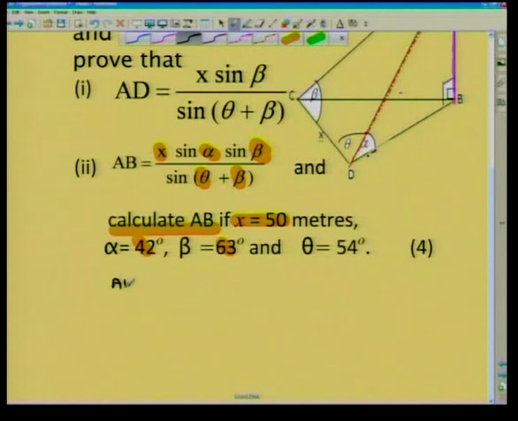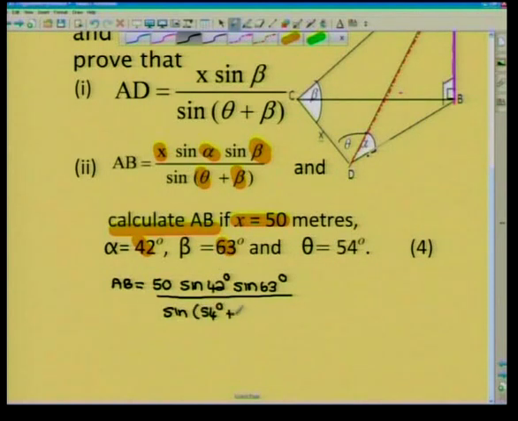So let's get ourselves a normal pen, and let's just raise this a little bit. All I would do is now substitute in. So I'd say AB equals 50 sine 42 degrees, sine 63 degrees, divided by the sine of theta plus beta, so it's 54 degrees plus 63 degrees.